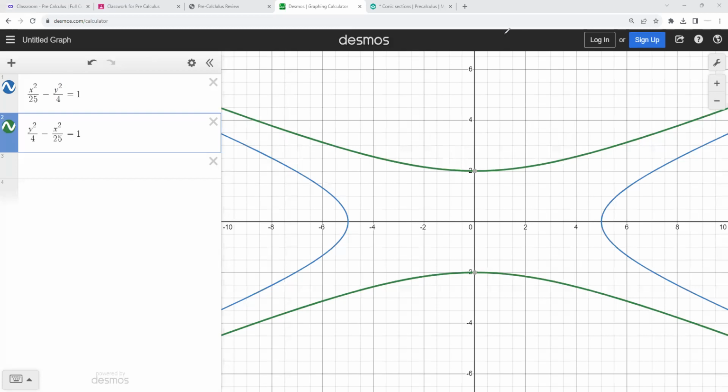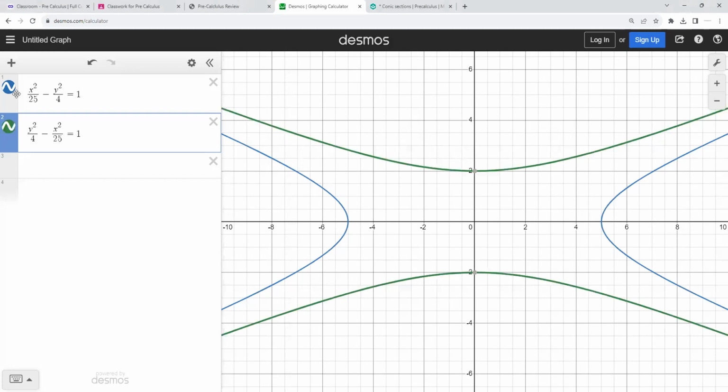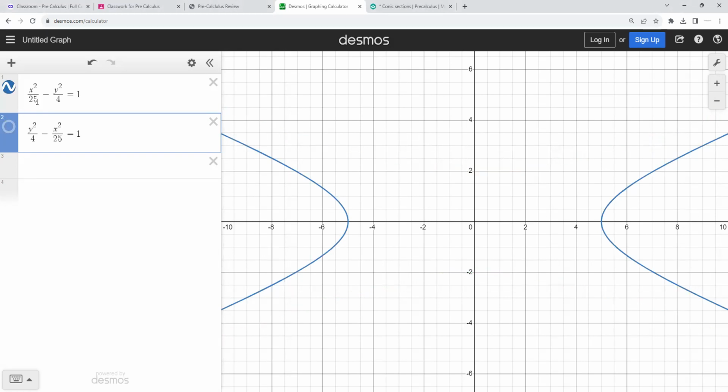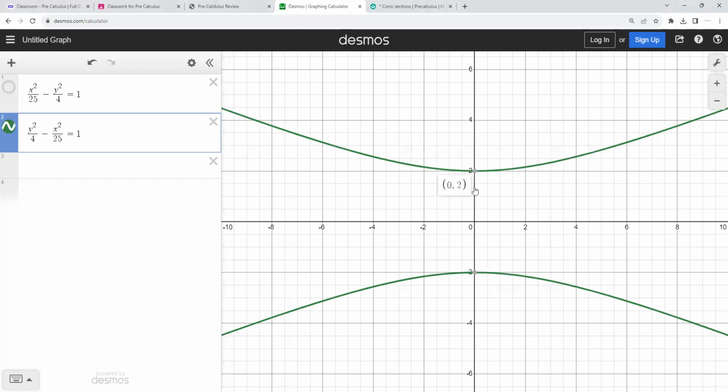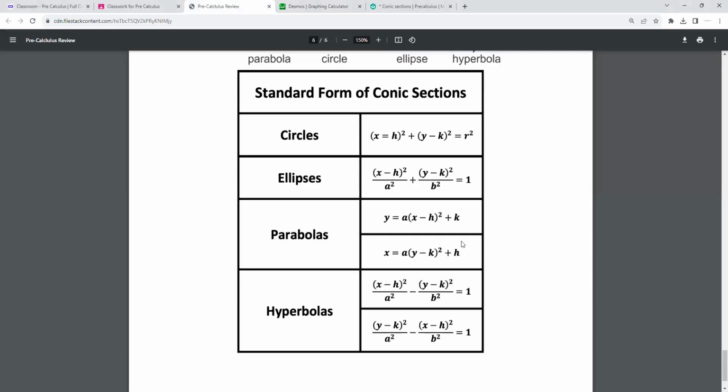So when the x comes first, it's going to be on the x-axis. When the y comes first, it's going to be on the y-axis like this. And so you can see for the first one, take the square root of 25, you get 5, right? Which is here. For this one, you take the square root of 4, and you get 2, which is there. And so that's how you can play around with and see how the different formulas make different things. And so those are all of them.